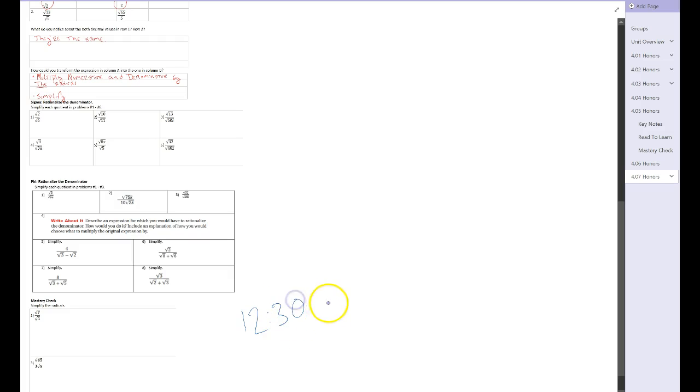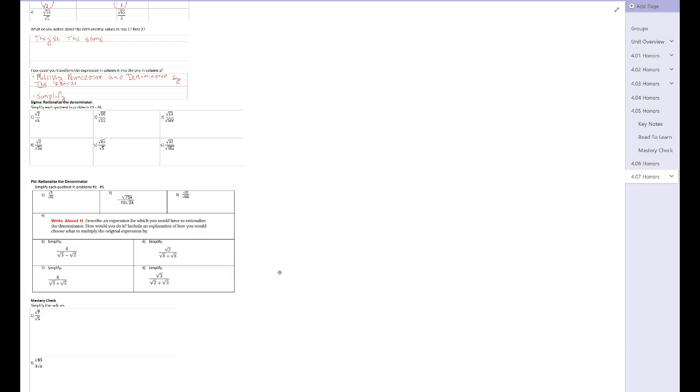At 12:30, keep an eye on the clock, you are going to transition and do your mastery check. At 12:30, I will be collecting all of this. Actually, you're going to give this to Miss Sharon on your way out the door so that I have it tomorrow morning. I'm coming in early so that I can actually make sure I can get these graded and in the gradebook for you.